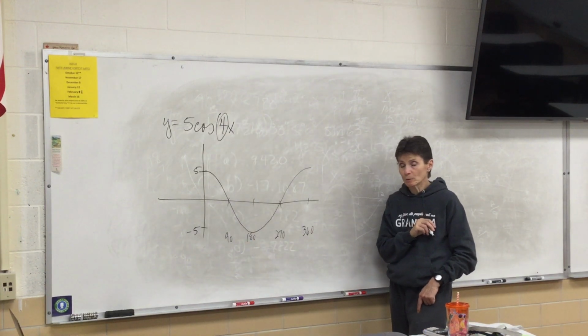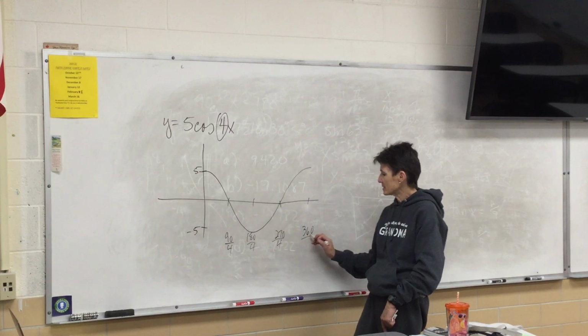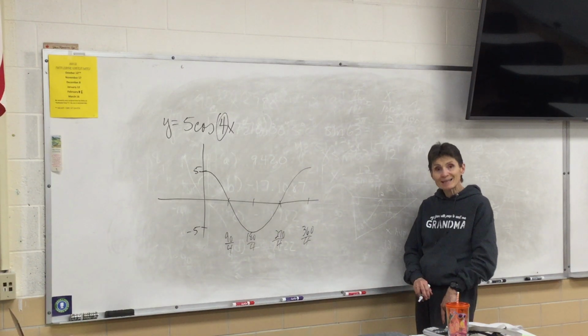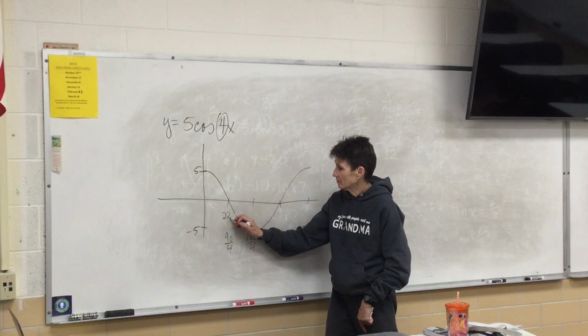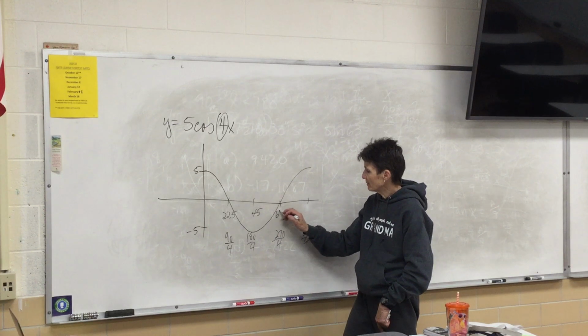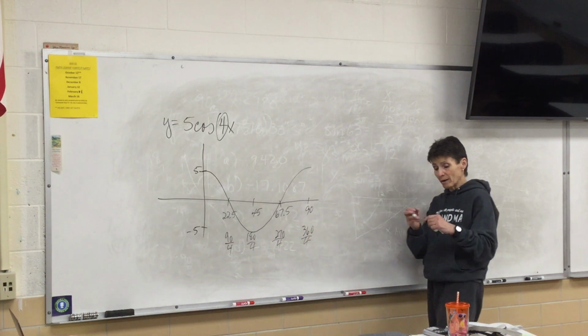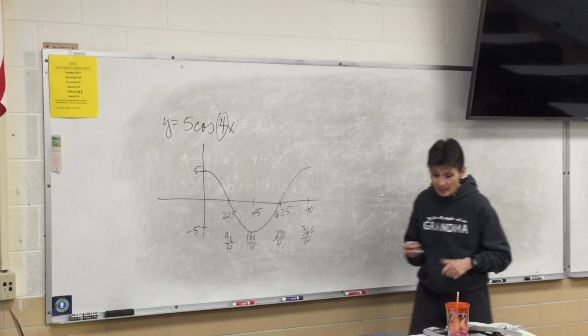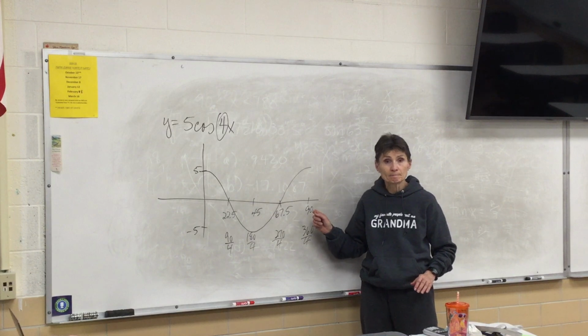And what does that number do? That number divides these. It divides the period. It divides the horizontal. So 90 divided by 4, 180 divided by 4, 270, and 360. So our amplitude is 5, and our period is 90 degrees.